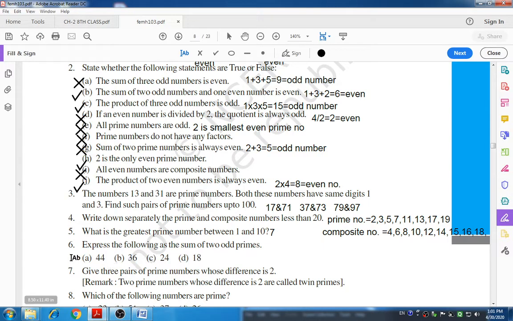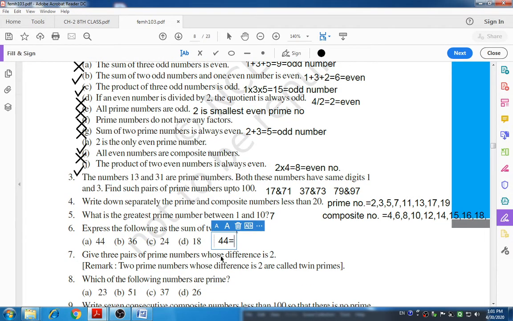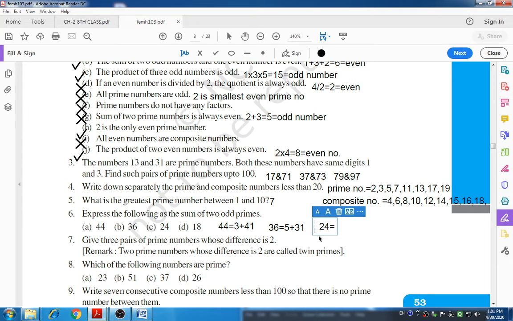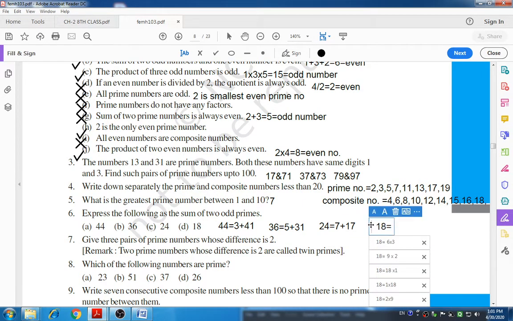Express the following as the sum of two odd primes. Okay, now with the help of prime numbers we have to find out their additions. So 44 is the addition of 3 and 41. Okay, then 36 is addition of 5 and 31. Then 24 is an addition of which prime numbers? Absolutely correct, 7 plus 17. Then 18 is an addition of prime numbers 7 plus 11. As like this you can find out the other sums also.